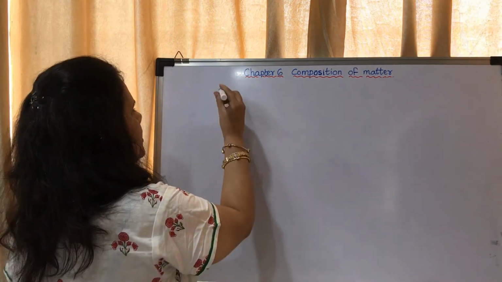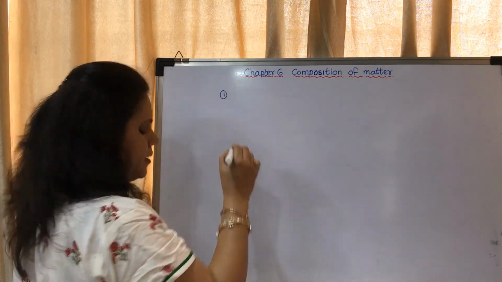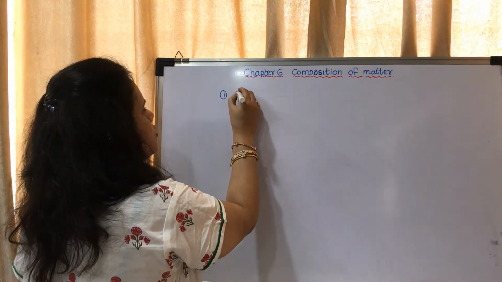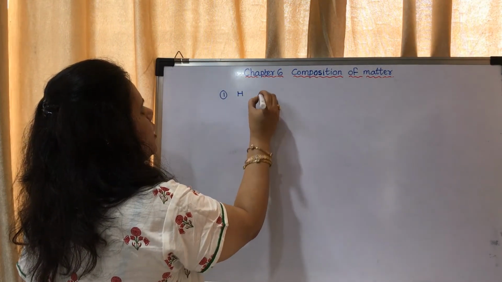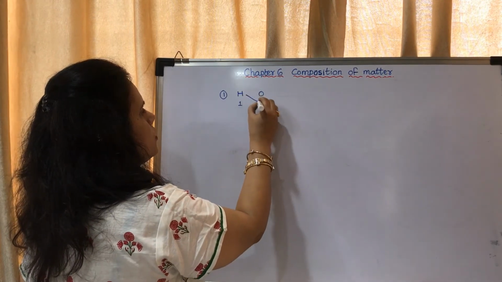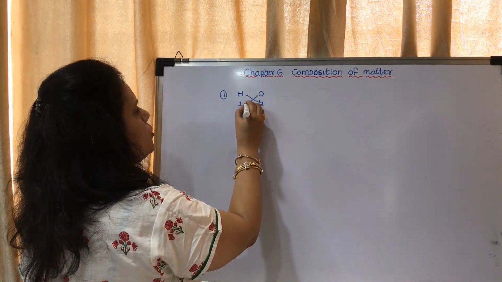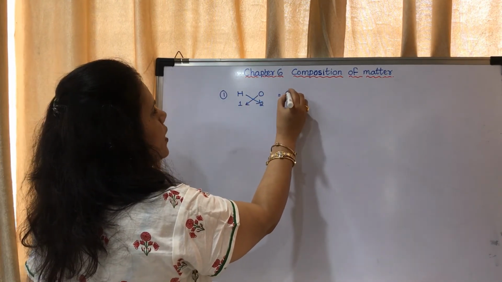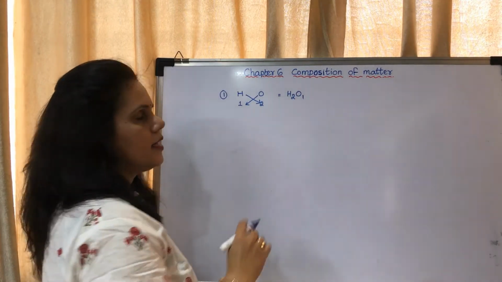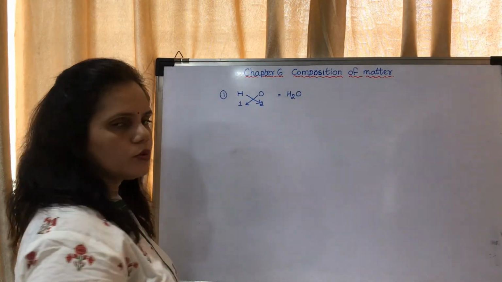So the first one, H has valency 1 and O has valency 2. So H will get the number 2 and O will get the number 1. So it will be H2O1. That is the same as H2O.